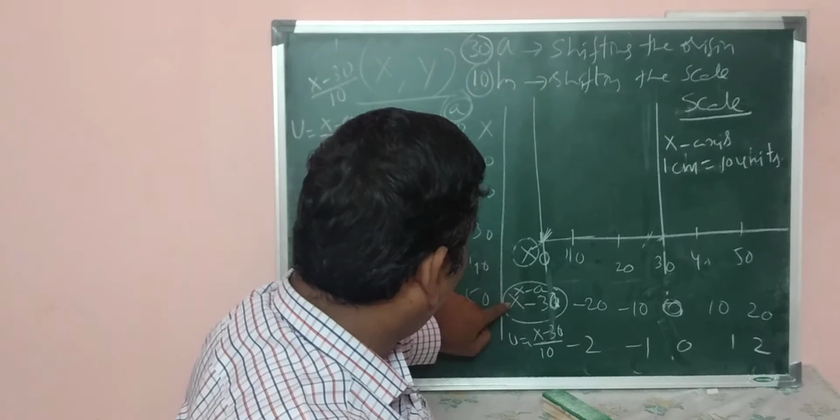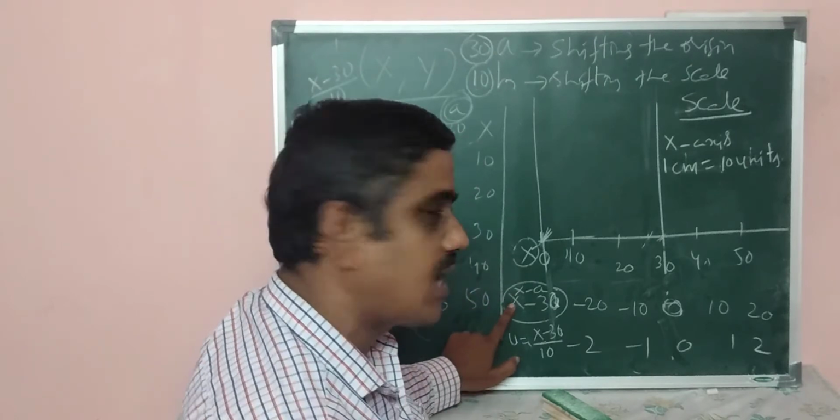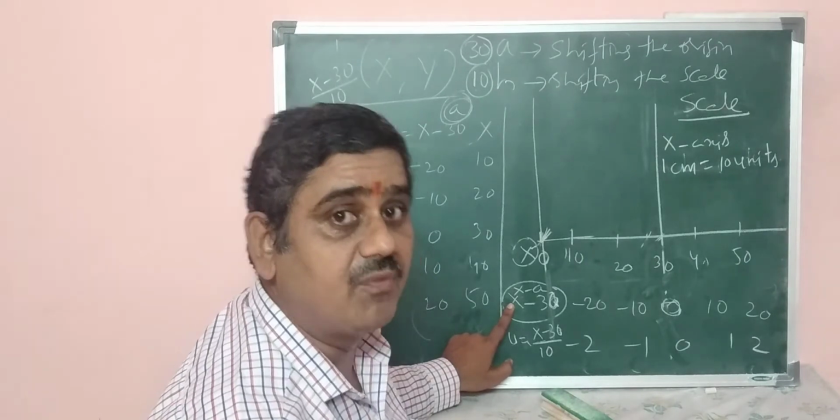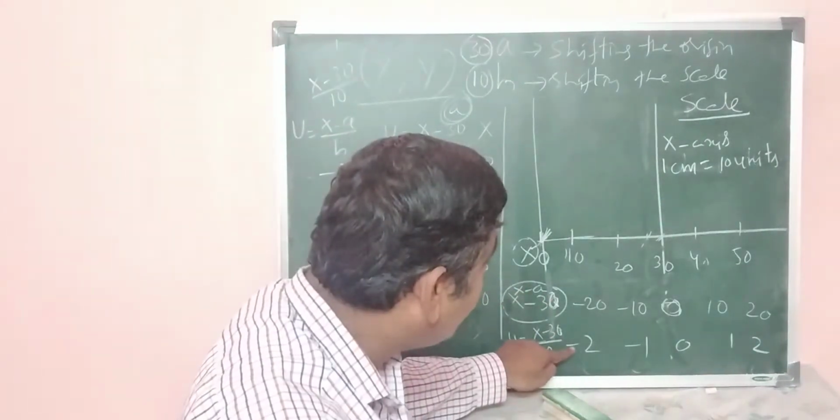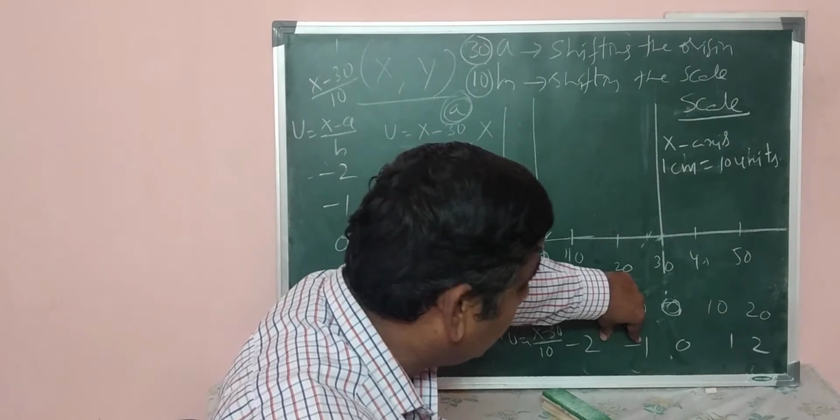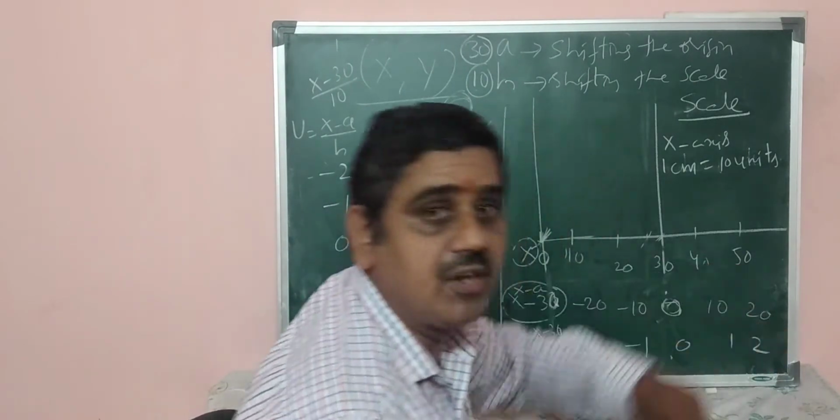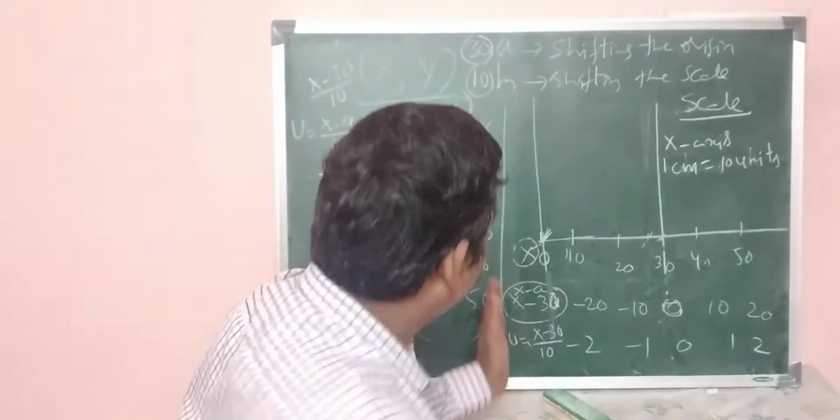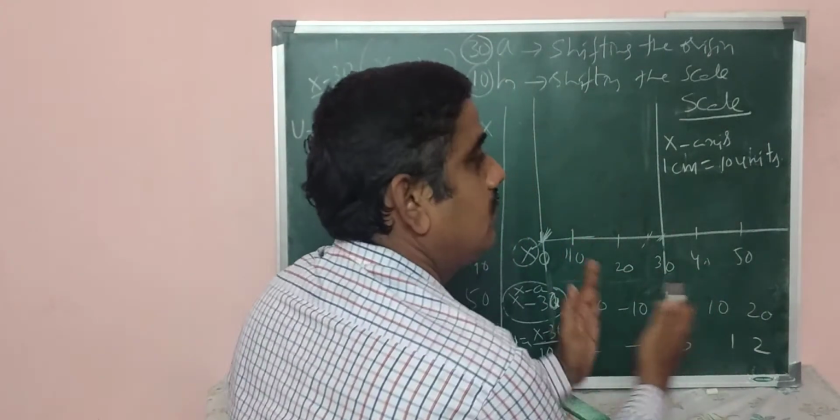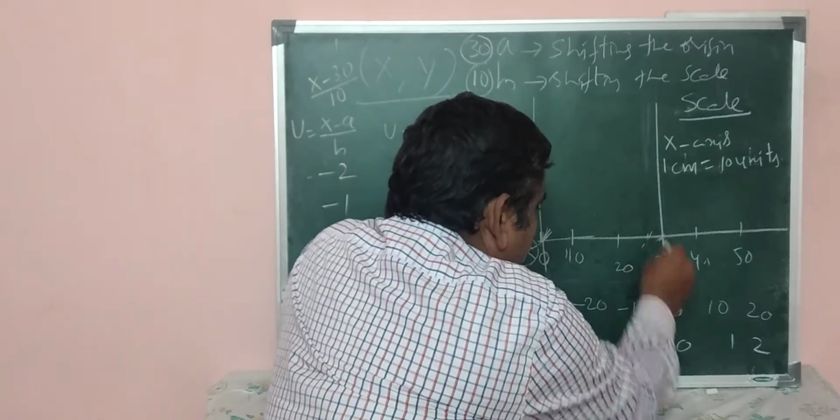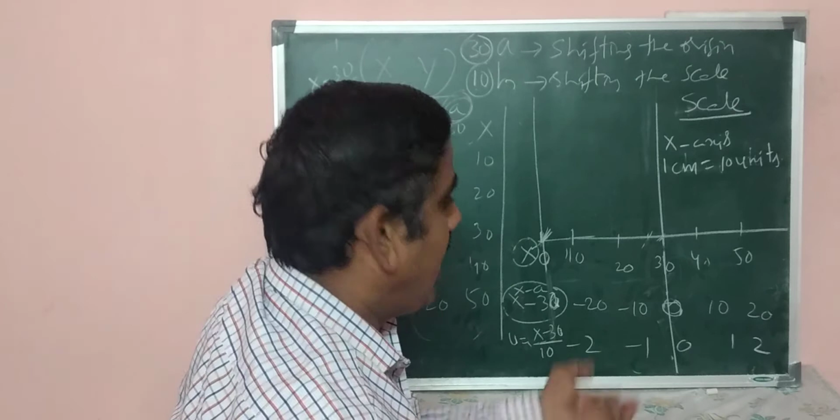So, here in the case x minus 30, the scale is not shifted. Only the origin is shifted. Whereas you see here, minus 2 to minus 1, only 1 unit. Minus 1 to 0, 0 to 1, 1 to 2, only 1 unit. That is where the scale is shifted. The origin is here only. From here to here, the origin is shifted as well as the scale shifted.